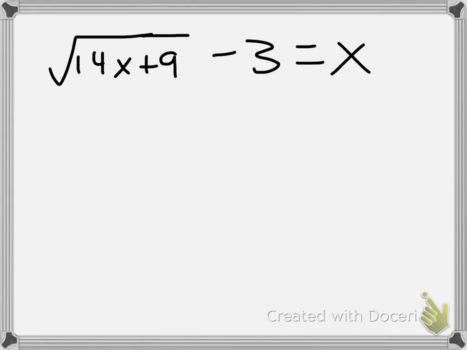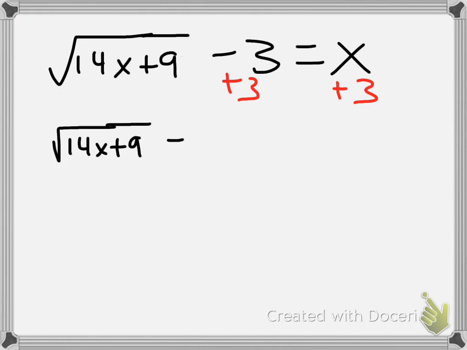So I'm going to move my negative 3 in particular, by adding it to both sides. That's going to leave me with the square root of 14x plus 9 equals x plus 3.